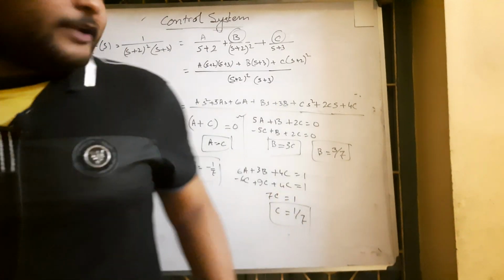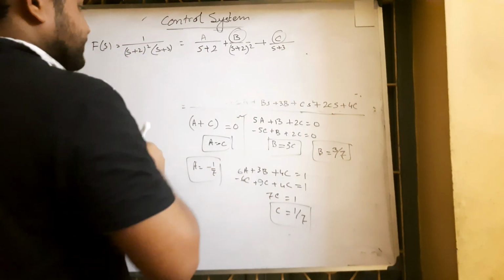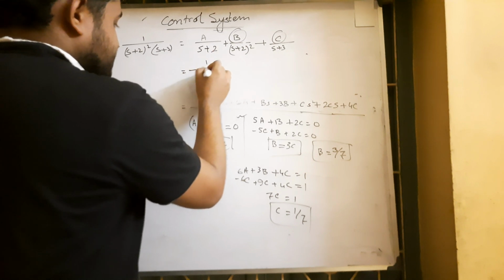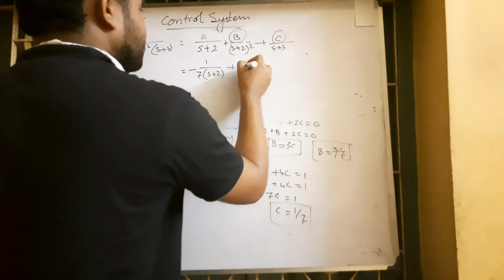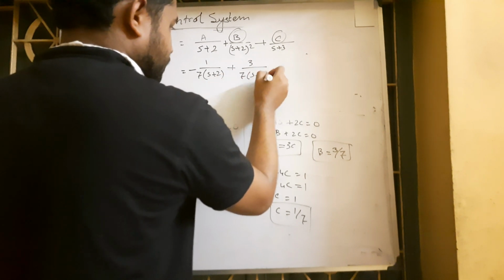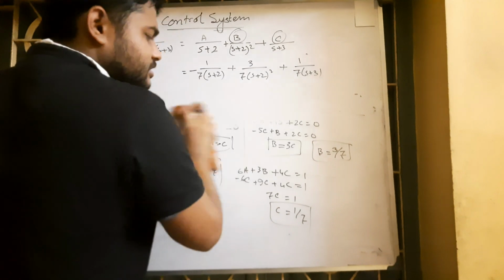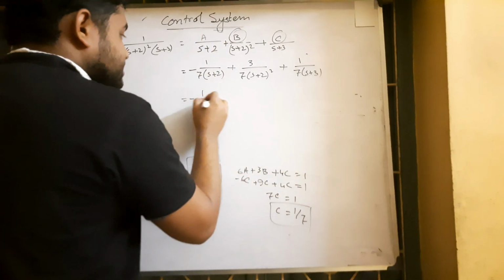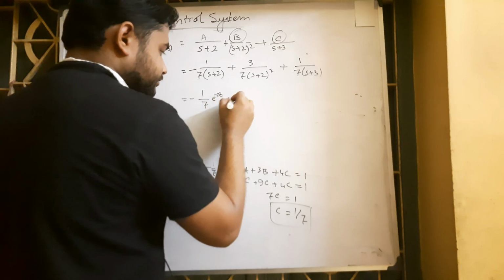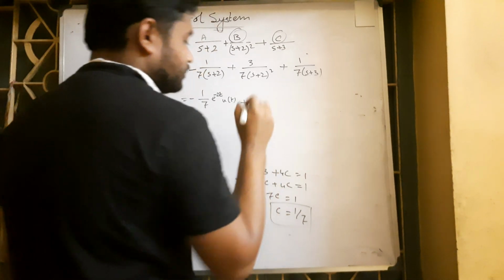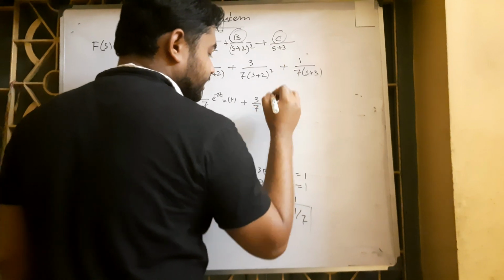Now as you have the values of a, b and c, I can put them here: minus 1 by 7 into 1 by s plus 2, plus b is 3 by 7 into 1 by s plus 2 whole square, plus c is 1 by 7 into 1 by s plus 3. Now this is a standard function, we have no problem with this. Minus 1 by 7, 1 by s plus 2 is e to the minus 2t ut, plus 3 by 7, 1 by s square is t ut, so 1 by s plus 2 whole square is e to the power minus 2t t ut. I hope you have got it.